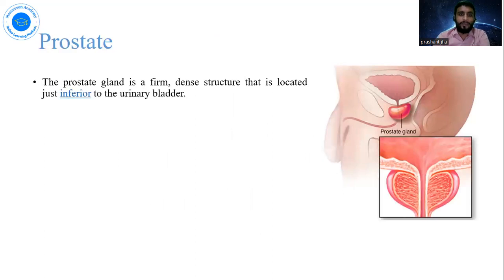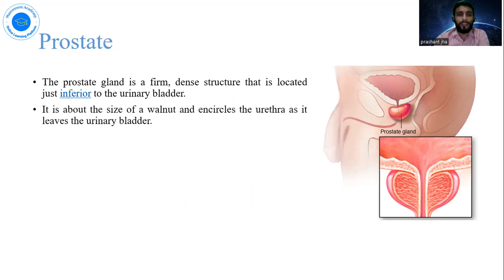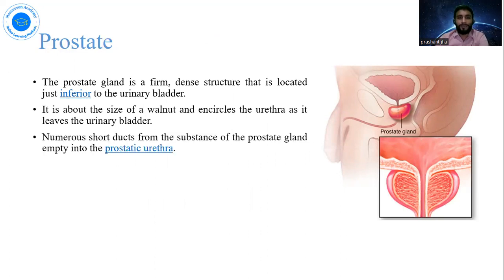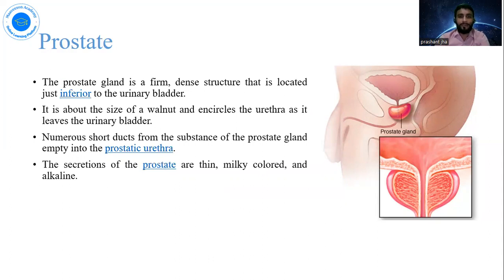Next is the prostate. The prostate gland is a firm, dense structure located just inferior to the urinary bladder. It is about the size of a walnut and encircles the urethra as it leaves the urinary bladder. Numerous short ducts from the substance of the prostate gland empty into the prostatic urethra. As you can see in this image, the secretions of the prostate are thin, milky-colored, and alkaline. They function to enhance the motility of the sperm.